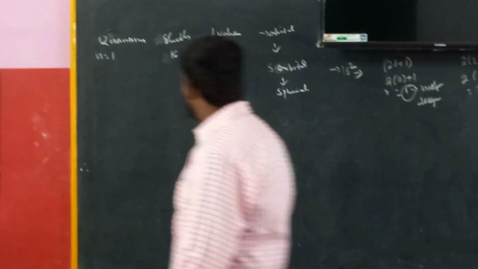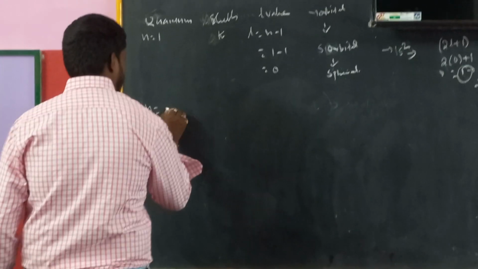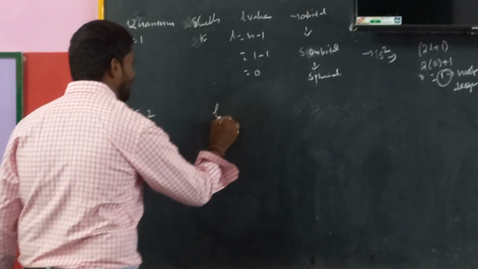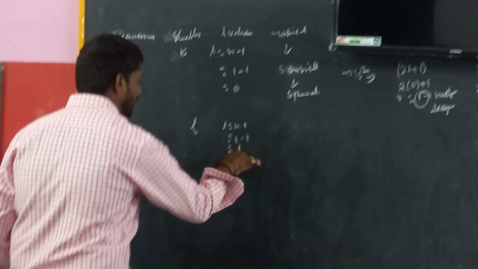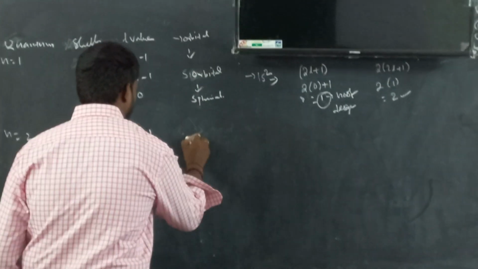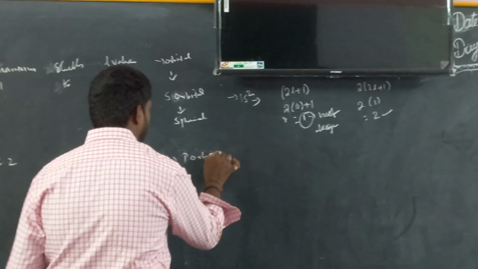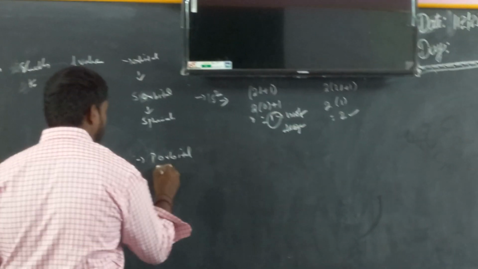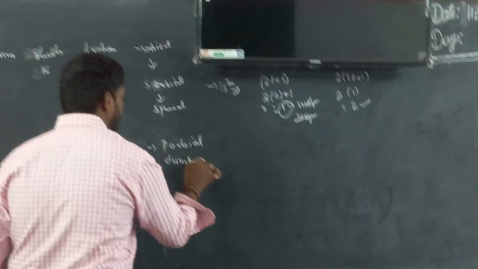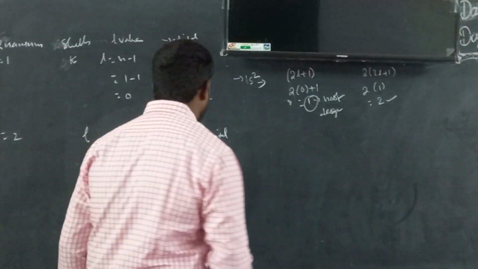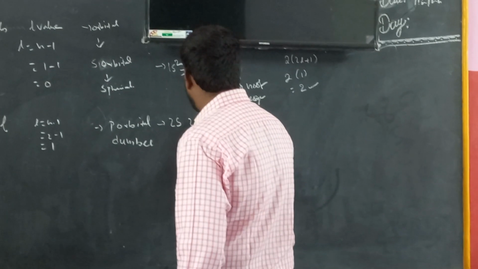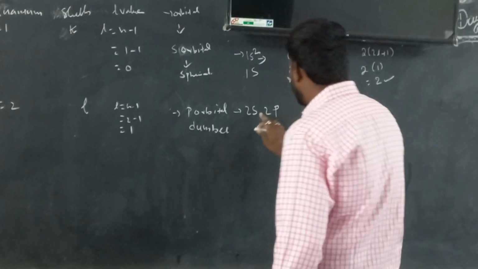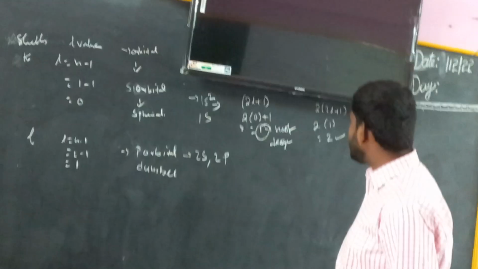Then coming to n is equal to 2. If n is equal to 2, it belongs to the L shell. The value of l is the same, n minus 1, so 2 minus 1, it is 1. So if l is equal to 1, then we have the p orbital. The p orbital is dumbbell in shape, and here the configuration will be like 1s, 2s, 2p.